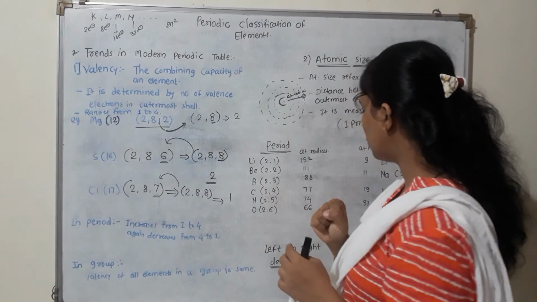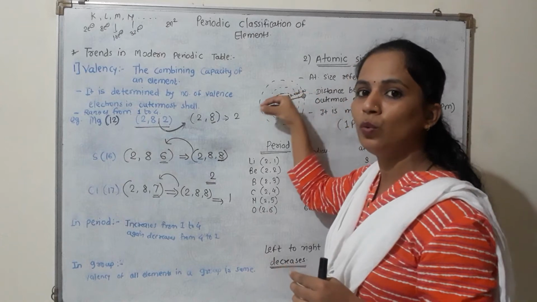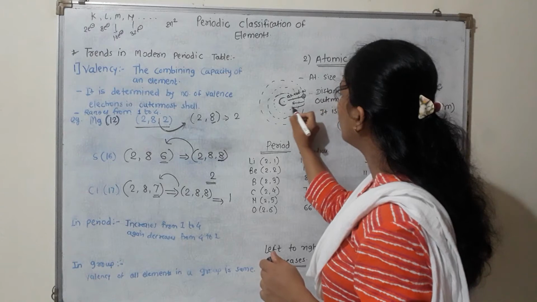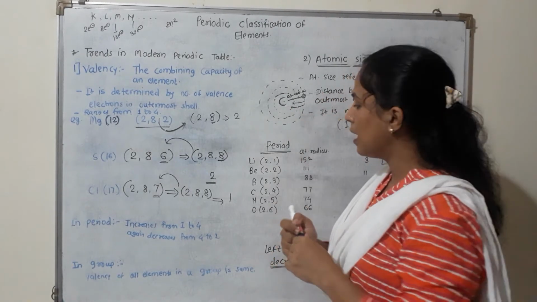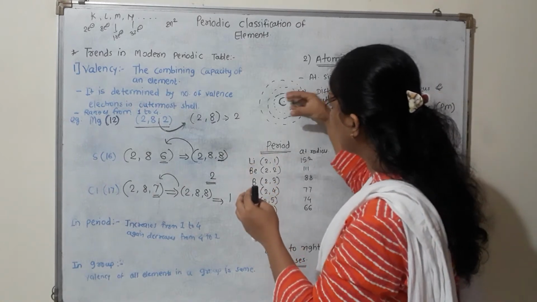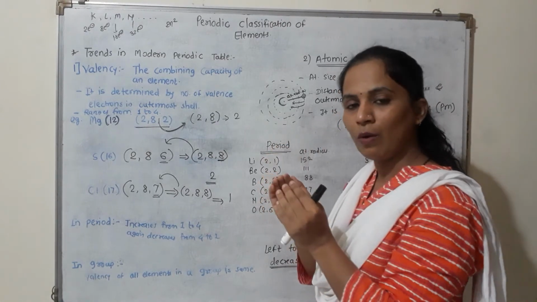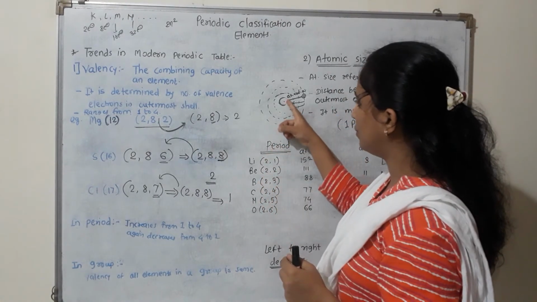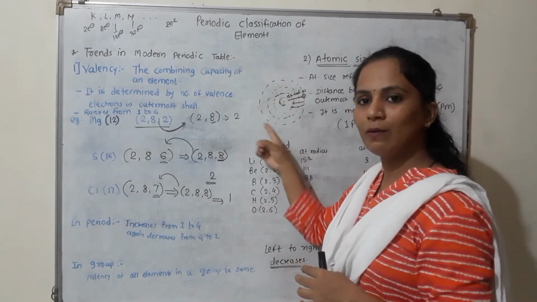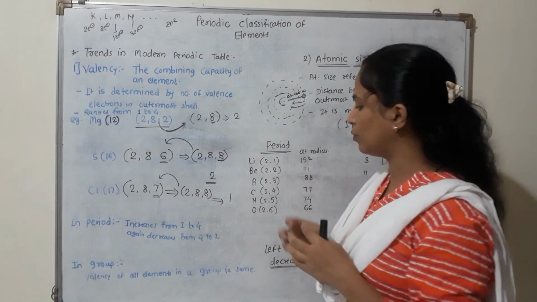Then what will happen, student? The electrons experience greater pull towards the nucleus. Means these electrons are just attracted towards the nucleus. So what will happen? As the number of electrons increases from left to right, the atomic radius becomes smaller and smaller, means atomic size reduces. Why does it reduce? Because in the nucleus what is present? Protons are present, and the electrons are negatively charged. As these two are oppositely charged, they are attracted towards each other.